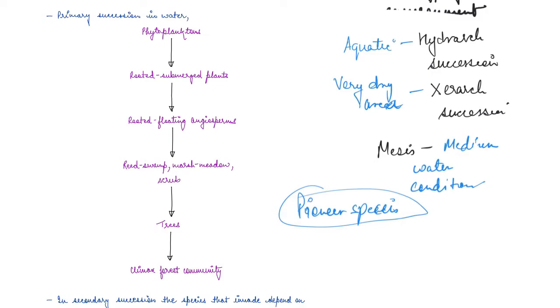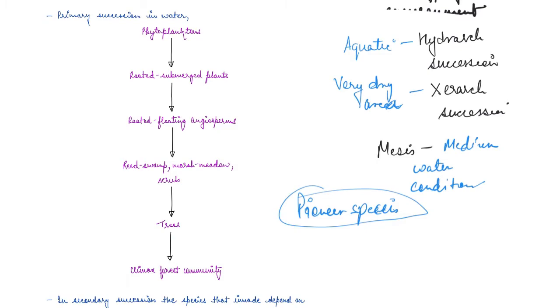Now what happens in secondary succession? Species invade a particular succession, and that depends on the condition of soil and availability of water. Then comes the outer environment, right? Since soil is already there, as we said, the rate of succession will be much higher and climax as well will be reached quickly, right?